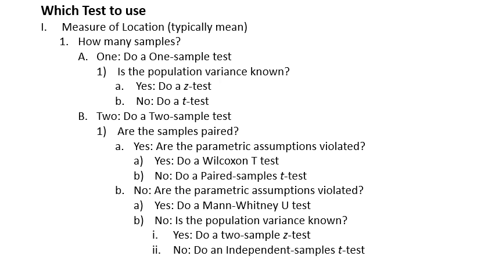If there are two samples instead of one, we need to first ask, are the samples paired? If they are, then we need to ask if the parametric assumptions are violated. If they are, we do that Wilcoxon t-test we just did. Otherwise, we do a paired samples t-test. Are the parametric assumptions violated?